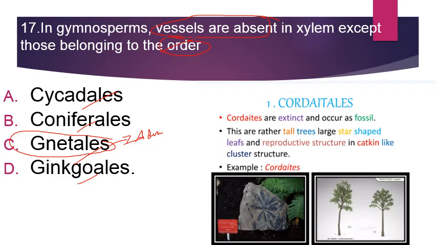So I will discuss all the orders in detail. The first one is Cordaitales. So this is the order which contains extinct or fossilized gymnosperms. So these are rather tall trees, with large strap-shaped leaves, and reproductive structures in catkin-like clusters. तो इसमें ये जो genera हैं ये fossilized means extinct हैं, example, and this example is Cordaites.